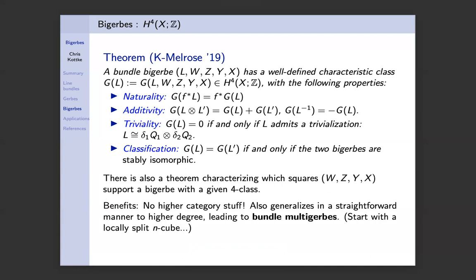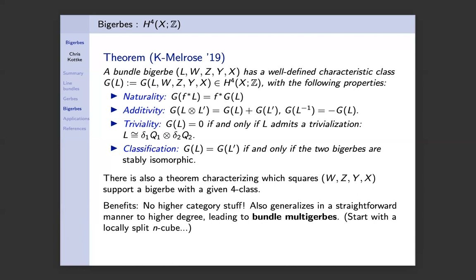So the benefit of this is that there's no higher category stuff. We don't have to talk about 2-morphisms or this coherency condition over Y5 or whatever. And the claim is that this also generalizes in a very straightforward manner to higher degree. I won't give you the definition, but you are now well equipped to just write down the definition. The one that you will write down will end up being the correct one. So instead of starting with a locally split square, you start with a locally split cube, or n-cube.